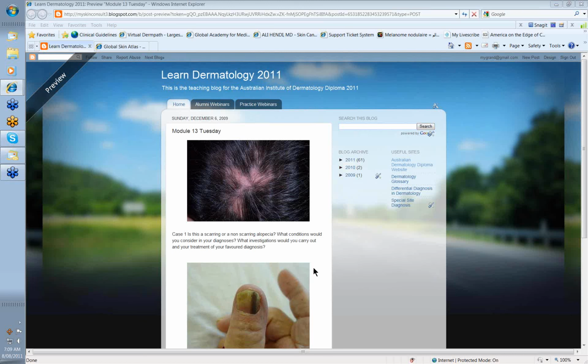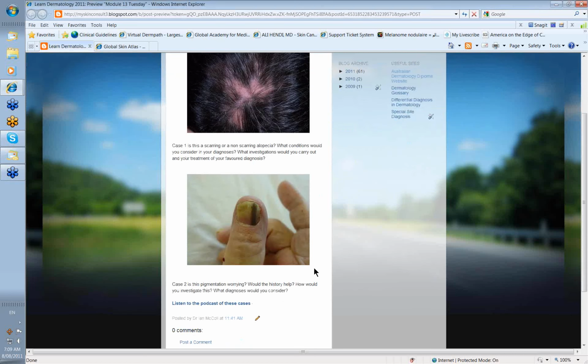Now, case 2. What are we dealing with there? Is this pigmentation worrying? Would the history help? How would you investigate this, and what diagnosis would you consider? Well, the pigmentation is worrying. Here you've got a linear area of pigmentation. What you really want to know is, how long has that been there? Is that new or not?